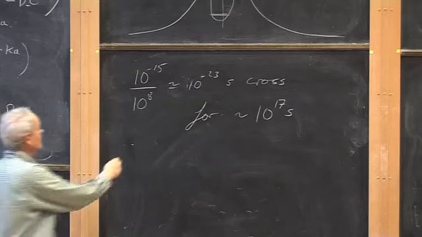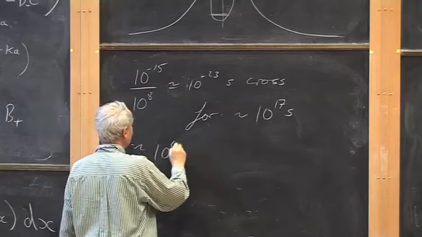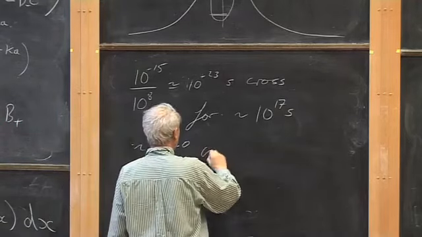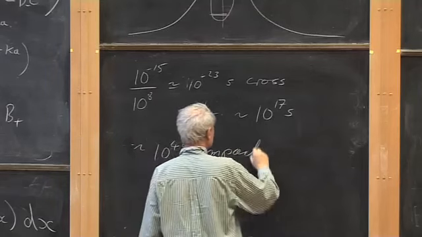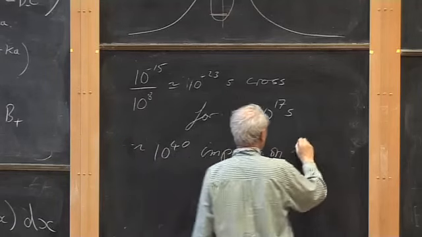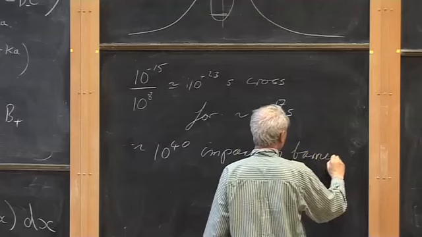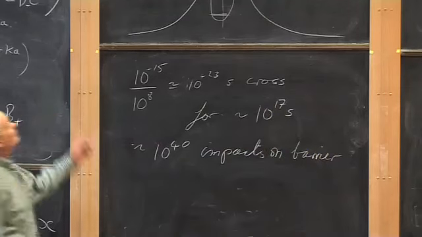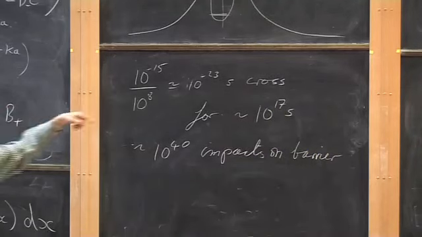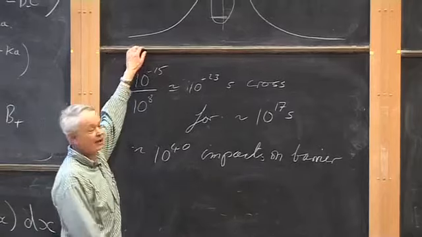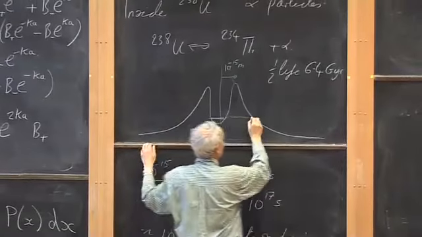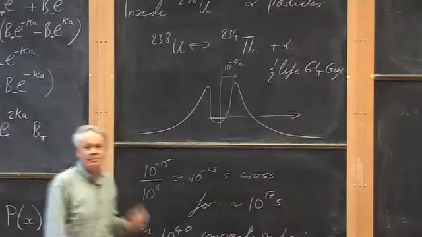So it makes about 10 to the 40 impacts on the barrier. And then, wonderful moment, it gets out on the 10 to the 40th attack, whatever. It slips through here and goes off to infinity.